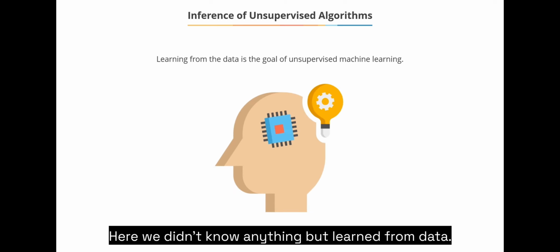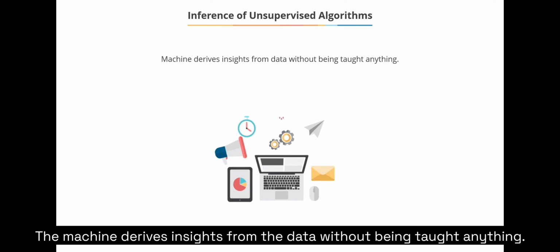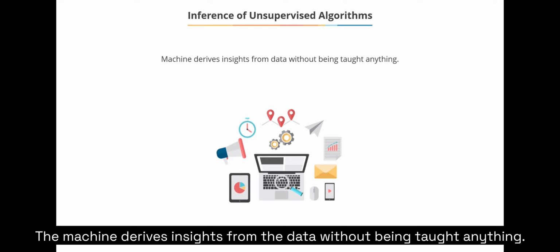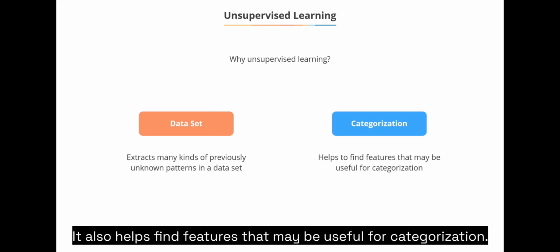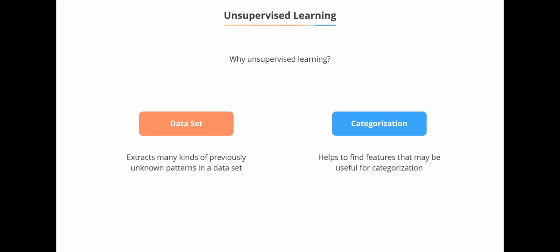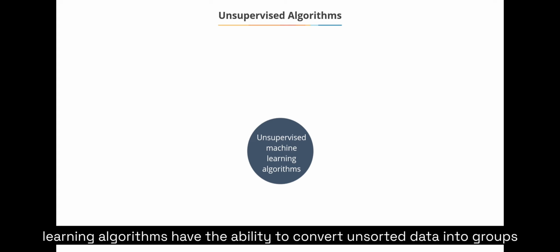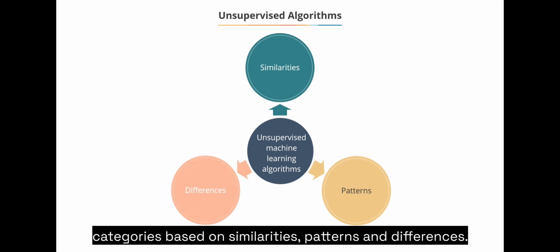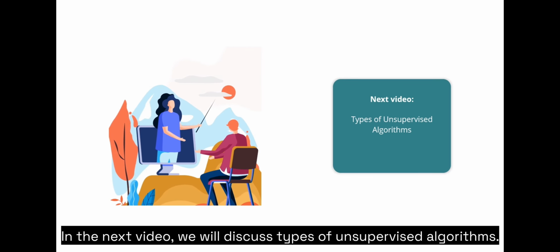Here, we didn't know anything but learned from data. This is the goal of unsupervised machine learning. The machine derives insights from the data without being taught anything. Why unsupervised learning? This type of learning extracts many kinds of previously unknown patterns in the dataset. It also helps find features that may be useful for categorization. In this chapter, we learned that unsupervised machine learning algorithms have the ability to convert unsorted data into groups or categories based on similarities, patterns, and differences. In the next video, we will discuss types of unsupervised algorithms.